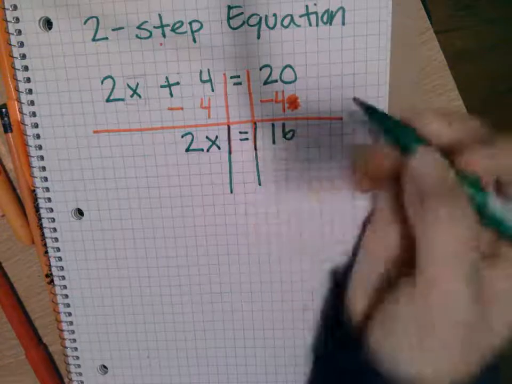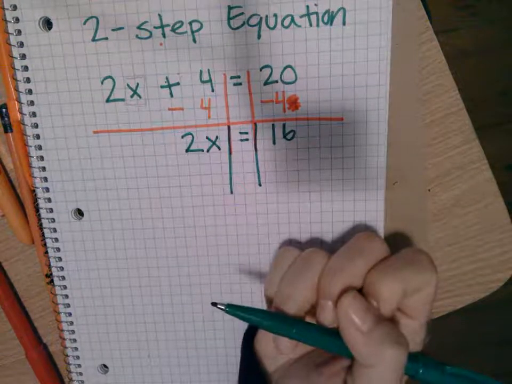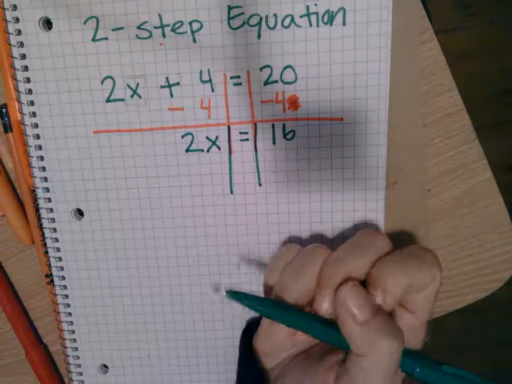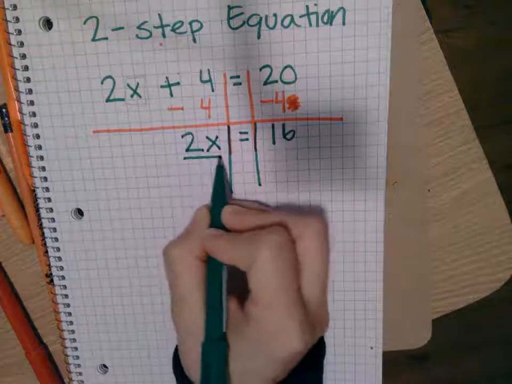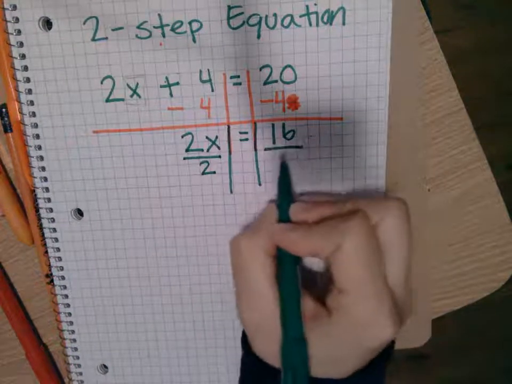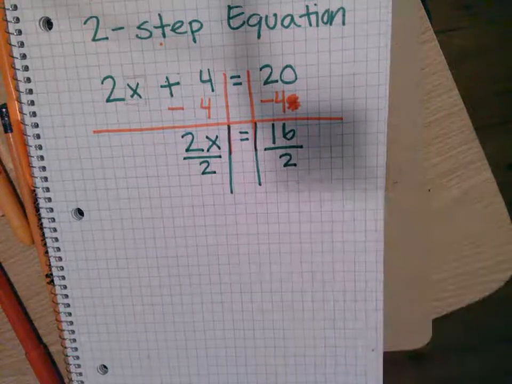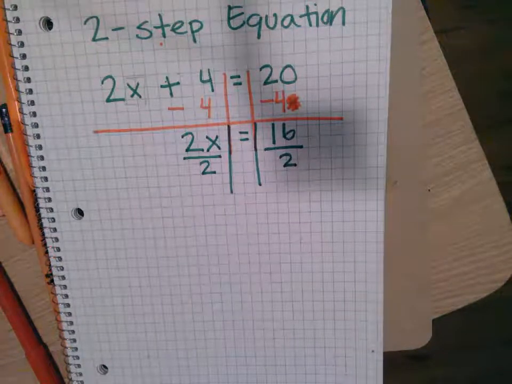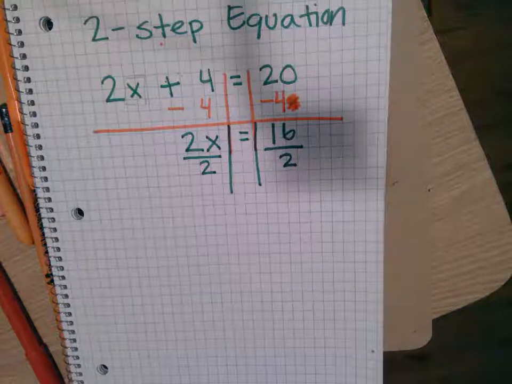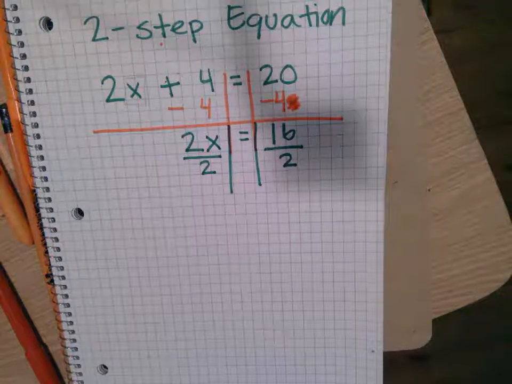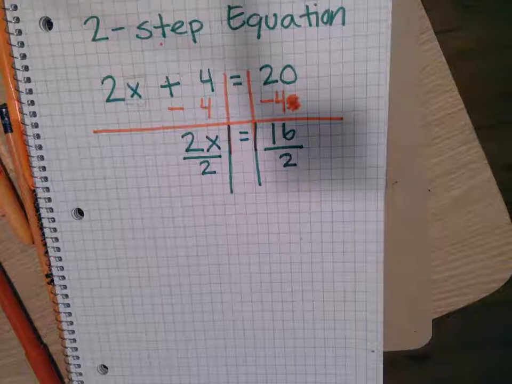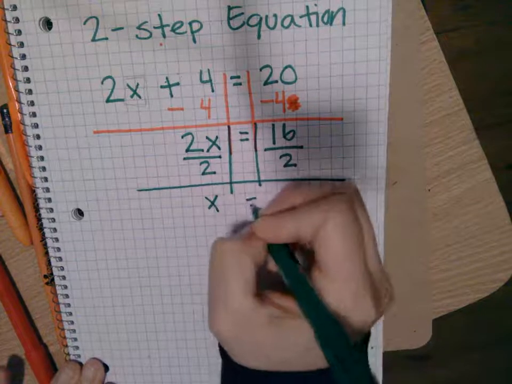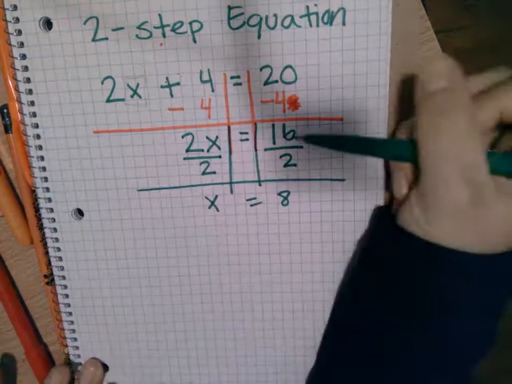And this is the work I have to show for every problem. Don't skip any work. How do I move the 2? We learned this on Monday. How do we move the 2? By dividing by 2. So I'm going to divide this side by 2. I'm going to divide this side by 2. Can I see the answer? Yes. It's 8. So x equals 8 because I'm going to do 16 divided by 2.